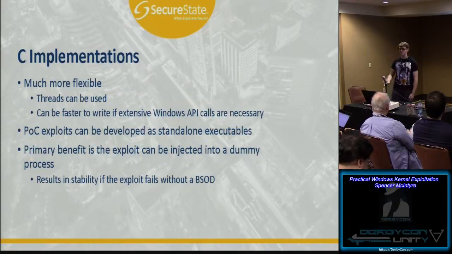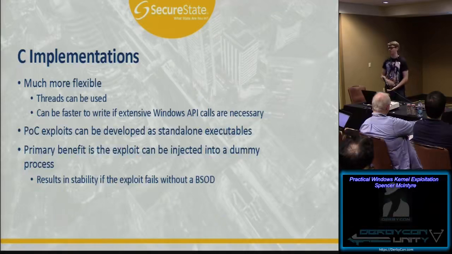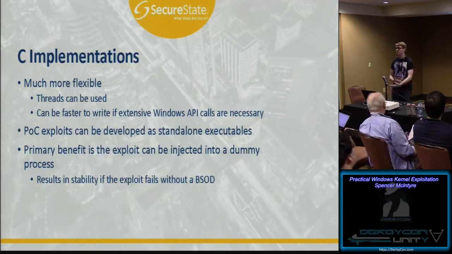Now, the C implementations are a lot more flexible. They allow faster, easier access to the Windows API. And one of the other nicer things about this is that because the exploit is implemented as a DLL, Metasploit can load that either into its own process or it can elevate another process for you, which is something you can't do with the Ruby implemented ones.